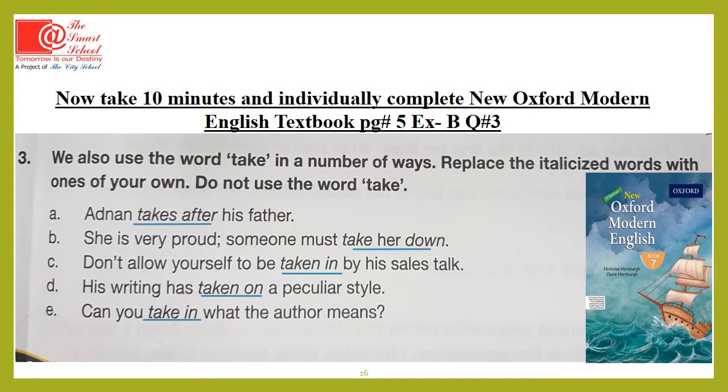Now, students, we have talked about idiomatic language, and I hope it was very easy to understand. Now, look at this exercise that is there in your books. This is textbook page number 5, exercise B, question number 3. What I want you to do is that we also use the word take in a number of different ways. So, replace the italicized words with the ones of your own. Do not use the word take.